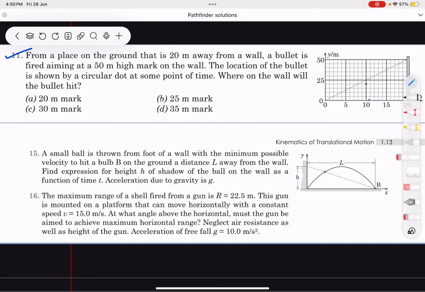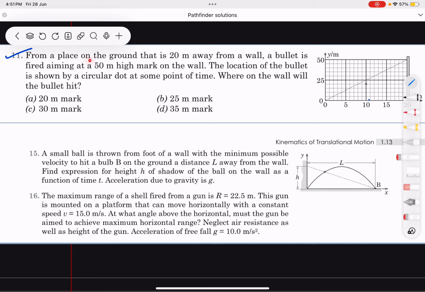So hello guys, we're back with 3 problems of kinematics from Pathfinder. These are very relevant problems from JEE Advanced point of view. So we'll start the solution. Please attempt the problems before seeing the solution. So I'll start reading.